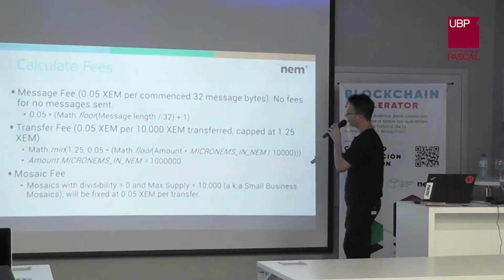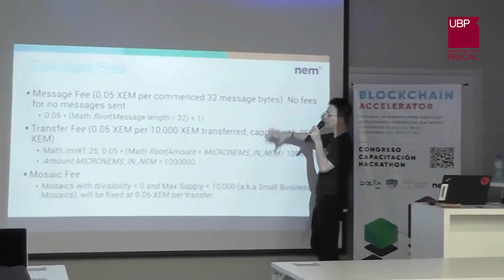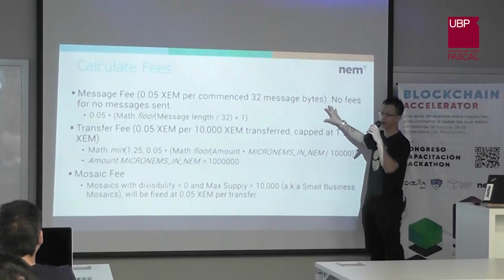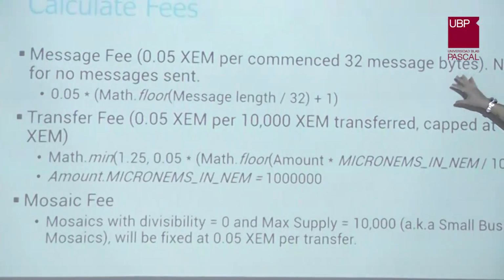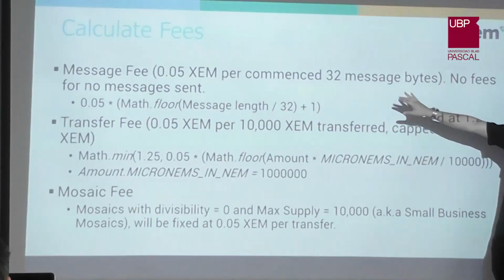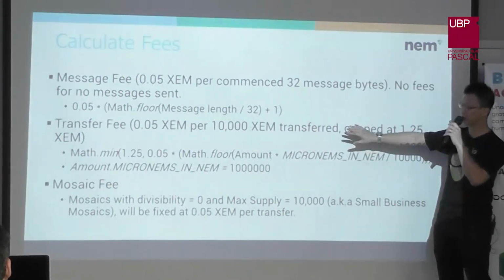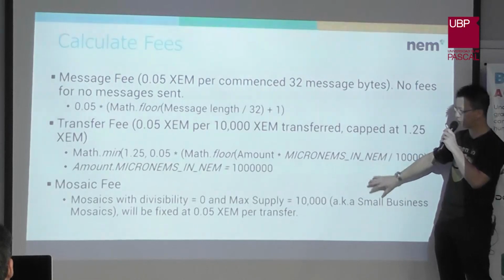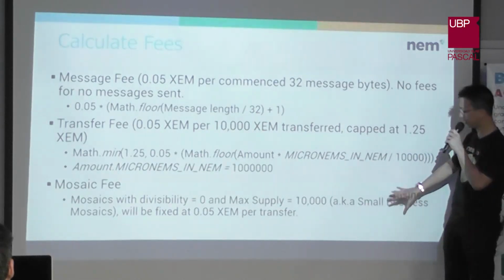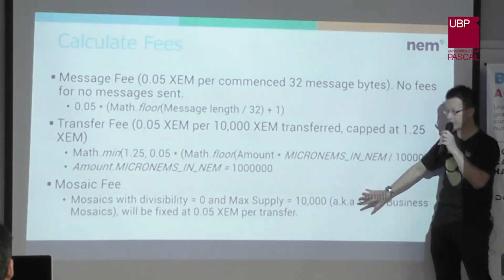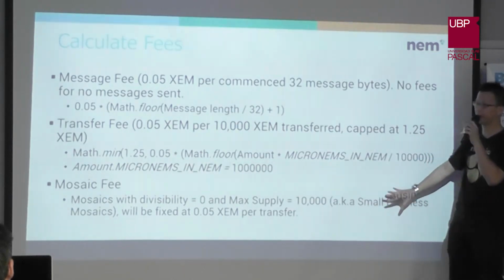Okay, so fees. Every transaction, the more you put in your message, the more expensive it is. So every 32 bytes is 0.05 ZEMs. Transfer fee is 10,000 ZEMs is 0.05 ZEMs. And whatever mosaic you're transacting, the fee is also calculated. This is not inclusive of levy.